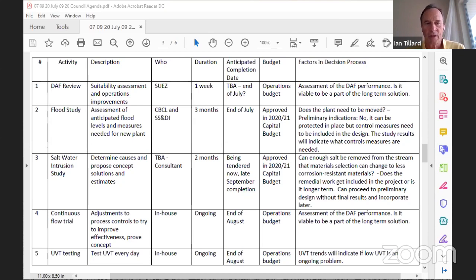Second item is the flood study, and that's really related to whatever flood measures we're going to need to undertake in terms of a plant redesign, and that's well along. We'll have the final report this month. We've actually had the preliminary design reports presentation here a couple of days ago. So that's all moving ahead nicely.